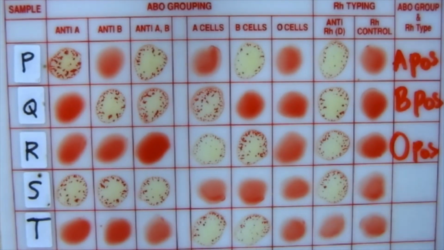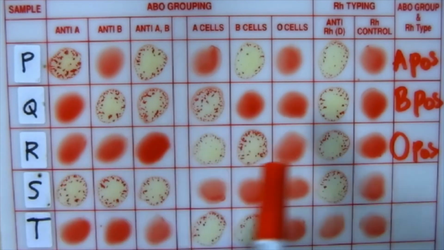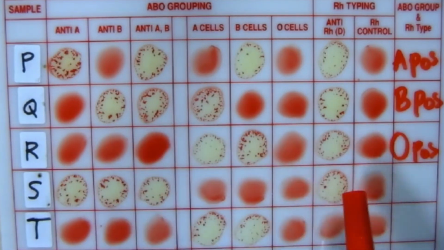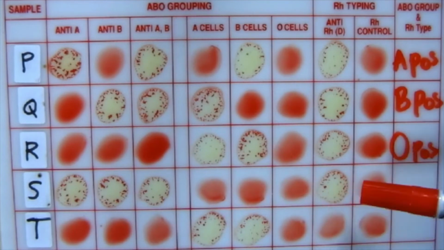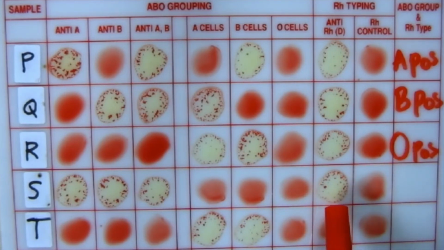Now we move to patient S. This one is also very interesting. As you can see, it's vice versa than R. Okay. Again, the patient rhesus typing is positive, right? Now we know the patient is rhesus positive.